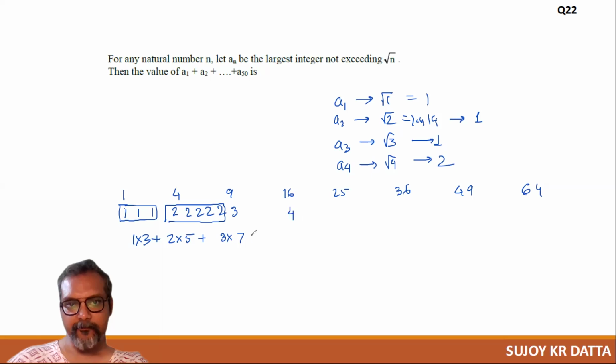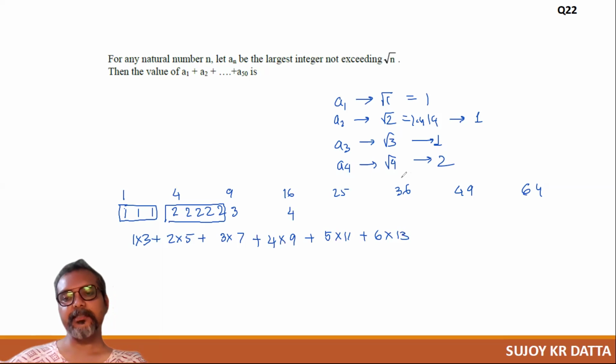And then it will be 4. How many times will we get 4? 25 minus 16 is 9. 9 times we will have 4. Then next will come 5, which will be 11 times, 36 minus 25. Then next it will come as 6, which will go 13 times. 49 minus 36 is 13, sorry. For the 49th one, it will become 7. For the 50th one, it is still 7 point something. So that will also be 7.